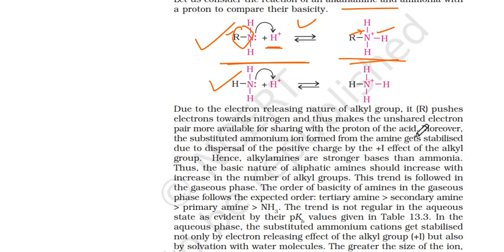Thus the basic nature of aliphatic amines should increase with increase in the number of alkyl groups. This trend is followed in the gaseous phase. The order of basicity of amines in the gaseous phase follows the expected order. Like the tertiary amine will be more basic than the secondary one and the primary one. So this will hold true for gases only. This trend is not regular in the aqueous state, as is evident by their pKb value. So that's what it's trying to say.